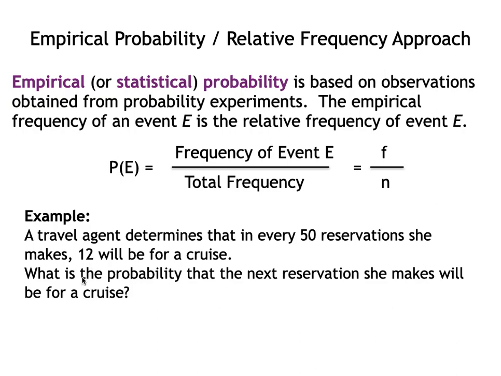Okay, so in this case, we are interested in the probability that the next reservation she makes will be for a cruise. It is given by the probability that a cruise reservation was made, which will be equal to 12 times out of the 50 reservations that the travel agent made.